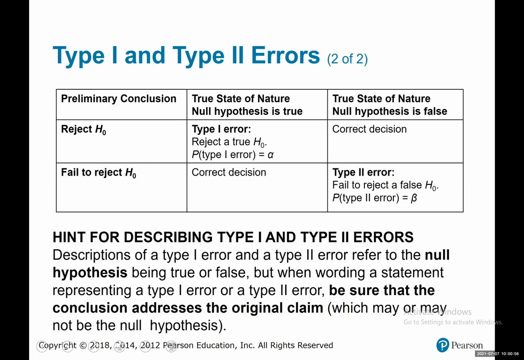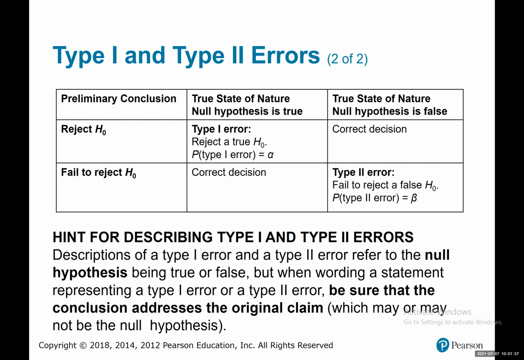Okay, so now this is a table about it. It says reject a null, it's type 1 error. Fail to reject a null when you have large p-values is type 2 error. And then the true state of nature, null hypothesis is true, is a correct decision. And then true state of nature, null hypothesis is false, is the correct decision.